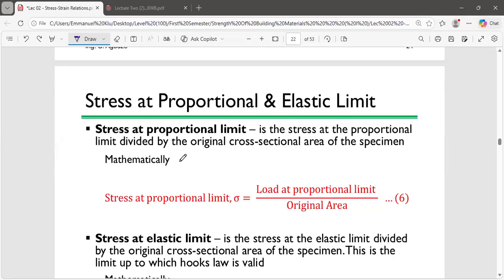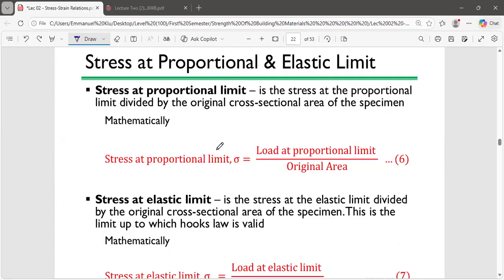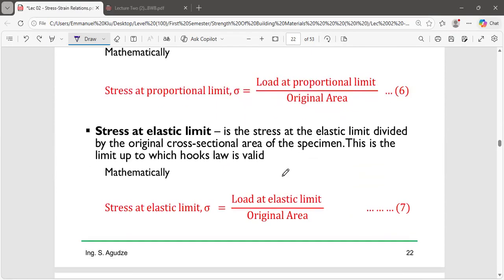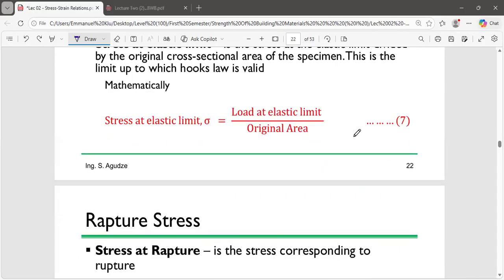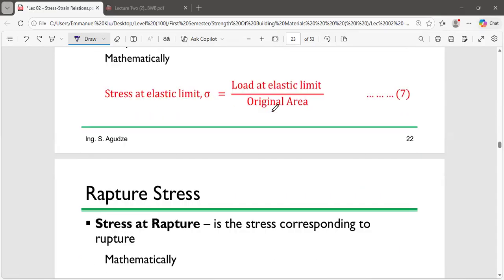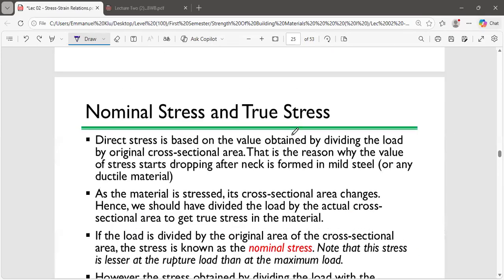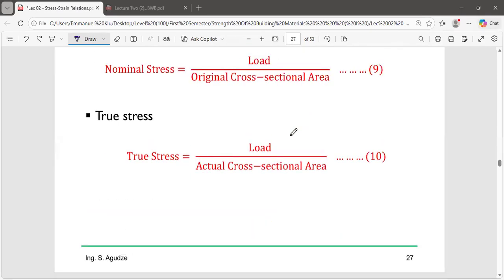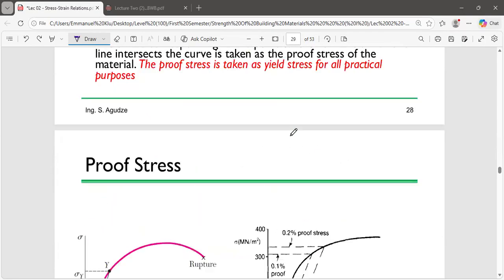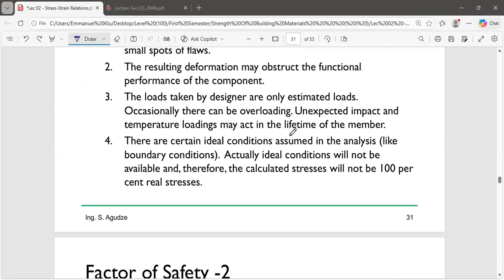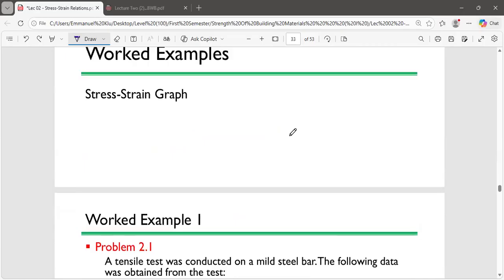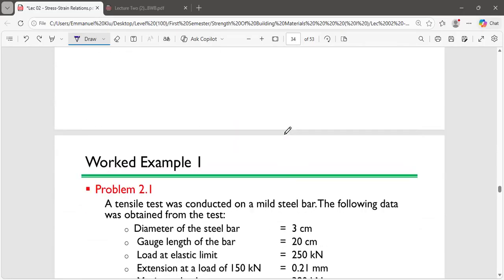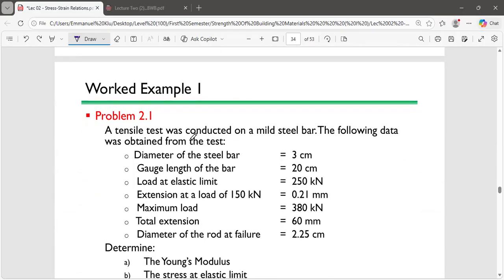So the stress at proportional limit, this is the formula we are going to use. The stress at elastic limit, this is the formula we are going to adapt. Good. Let's quickly move to solve one or two questions and see how best we can all become good at this. All right. Let's look at this question.